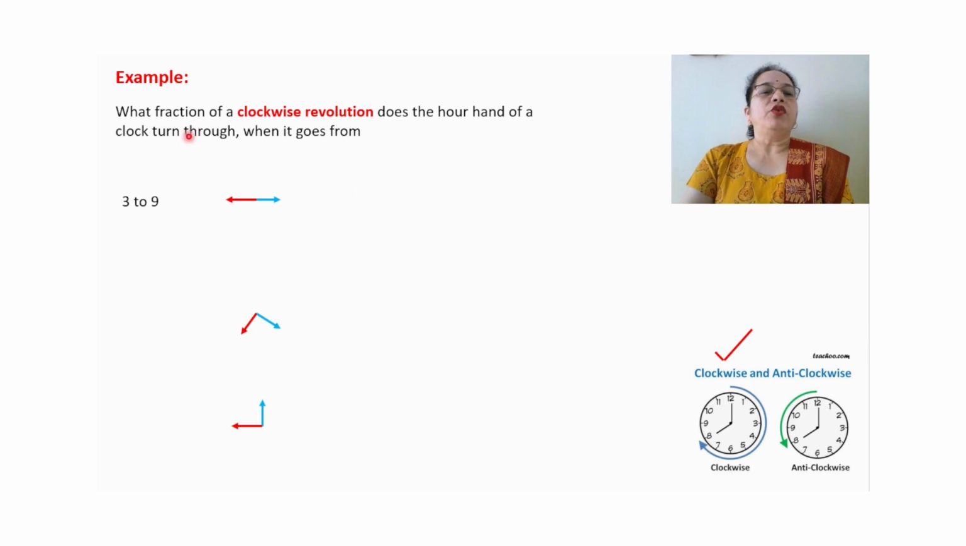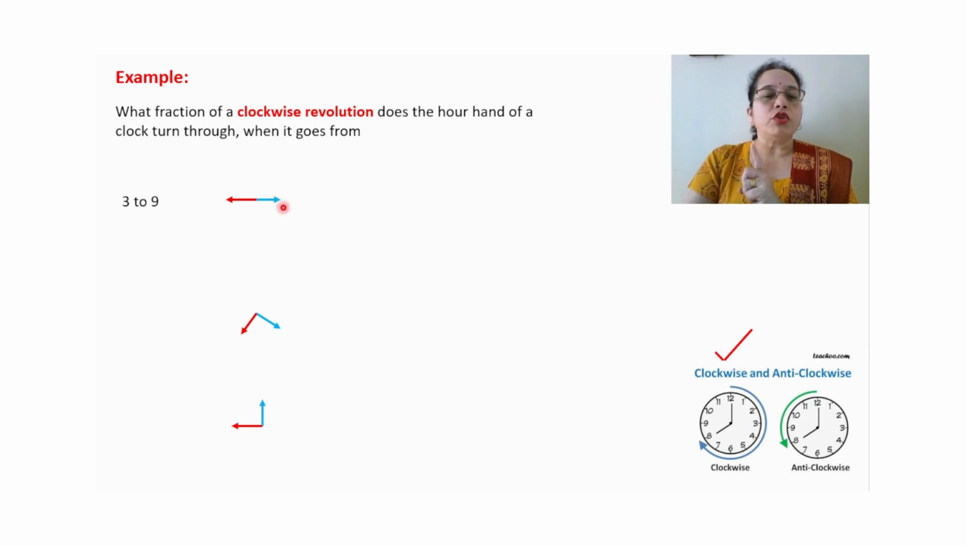Now, what fraction of a clockwise revolution does the hour hand of a clock run through when it goes from 3 to 9? So 3 to 9 you can easily understand only with the arrows. So this is 3 and this is 9. How many parts are there? 4, 5, 6, 7, 8 and 9. 6 parts are there. And one more thing here, we are taking the clockwise direction.